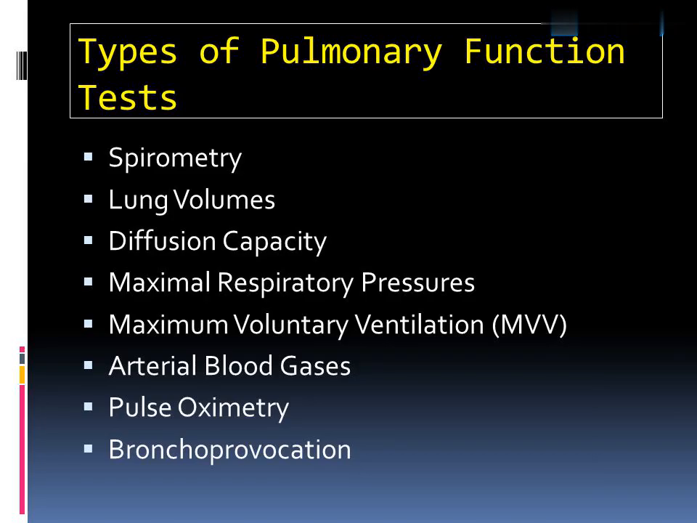Types of pulmonary function tests. Spirometry. Lung volumes. Diffusion capacity. Maximal respiratory pressures. Maximum voluntary ventilation, MVV. Arterial blood gases. Pulse oximetry. Bronchoprovocation. Evaluate gas exchange, diffusion capacity and ABG.